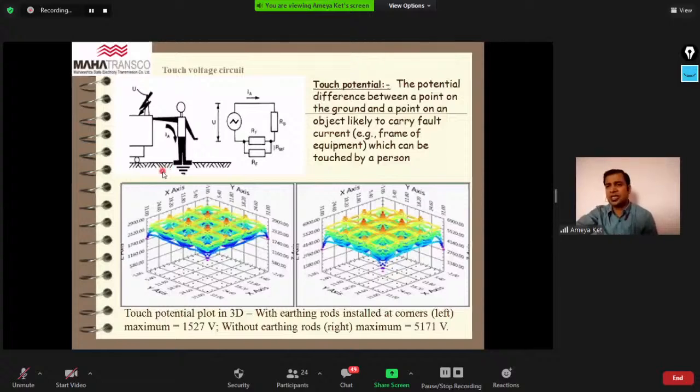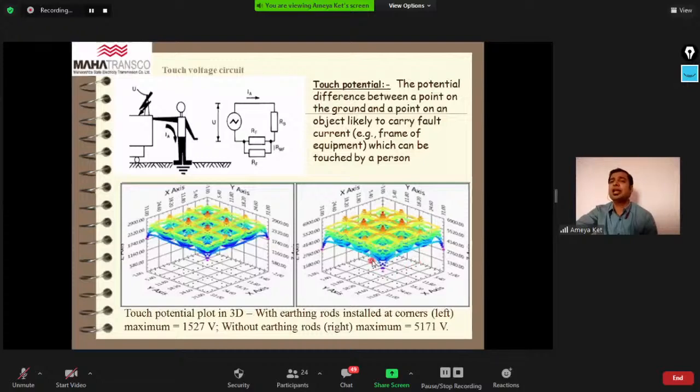So the touch potential is the difference between a point on the ground and a point on an object that can carry a fault current, for example the frame of any equipment, which can be touched by a person. So this is the touch potential felt by any human body. If we take an illustration on a 3D plot graph, what happens if a 220 kV substation is without earthing? What happens to this touch potential? Touch potential will be 5,171. You will see the illustration on the right side corner.